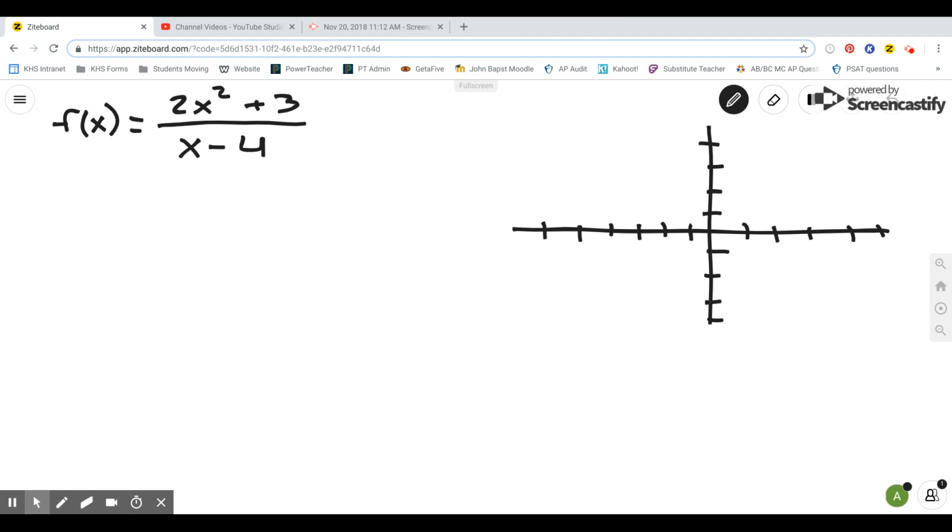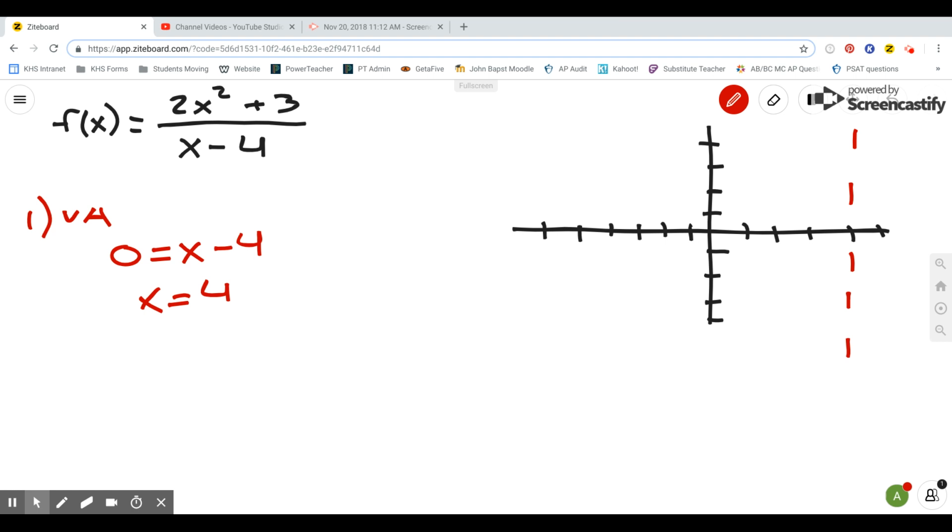But before we do that, I always like to start off with our vertical asymptotes. They are nice and easy to identify. It's already factored for us, so we do not need to worry about any factoring or any removable discontinuities. Vertical asymptotes come from where your denominator is equal to 0. So 0 equals x minus 4, so x equals 4. So over to my graph, x equals 4, a nice vertical asymptote.